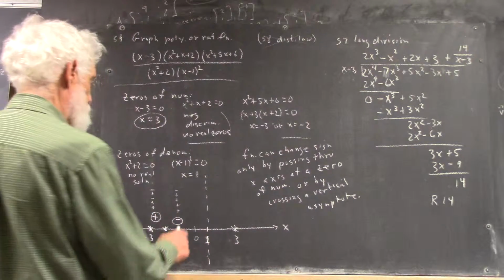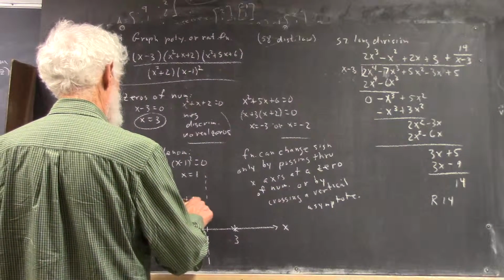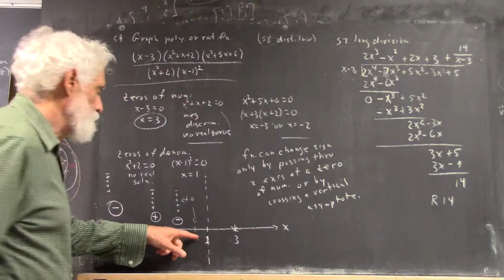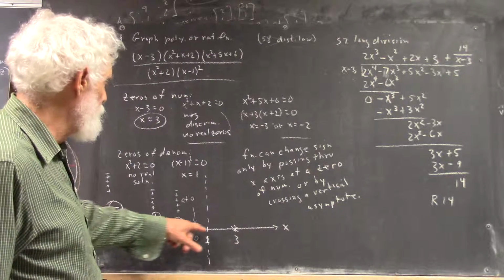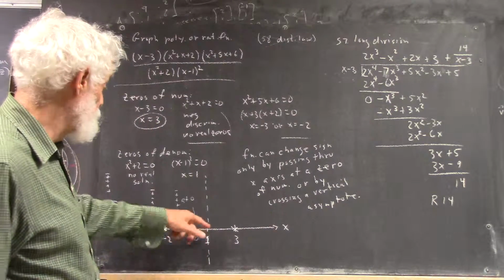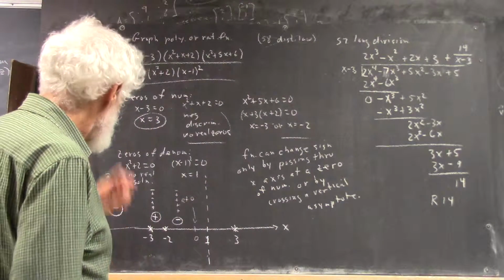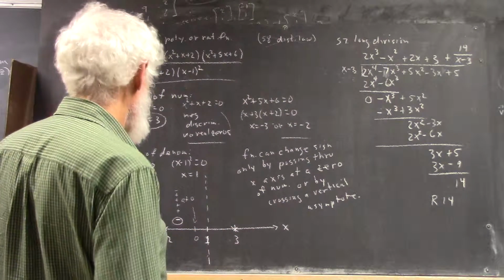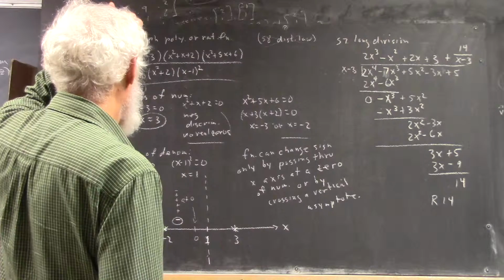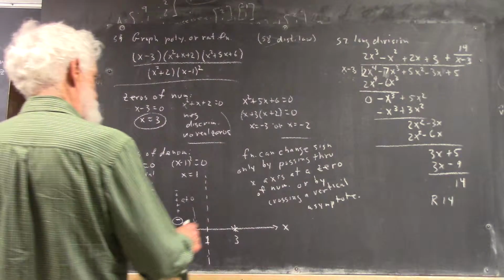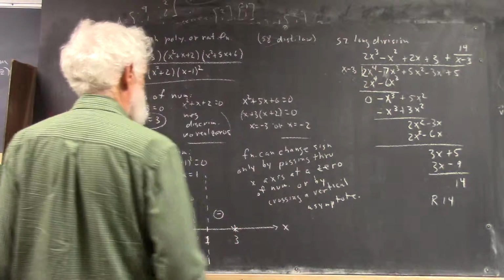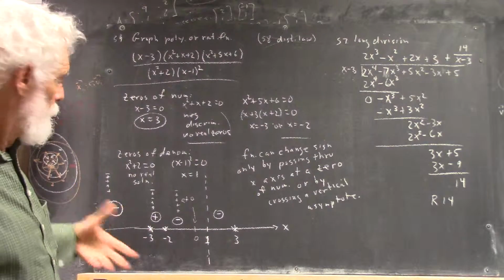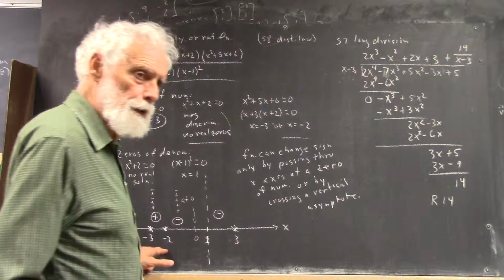Now that's at 0. But since it's so at 0, and since the sign can't change between here and here, it's so everywhere on the interval. Okay? Now between 1 and 3, we check it out. And we're going to find it's still negative.